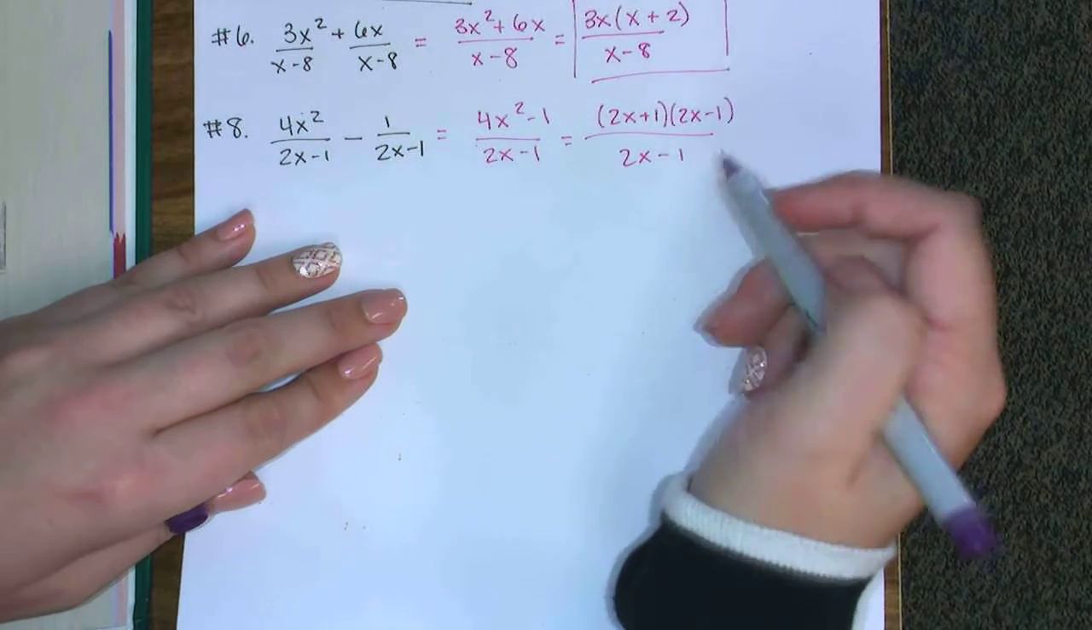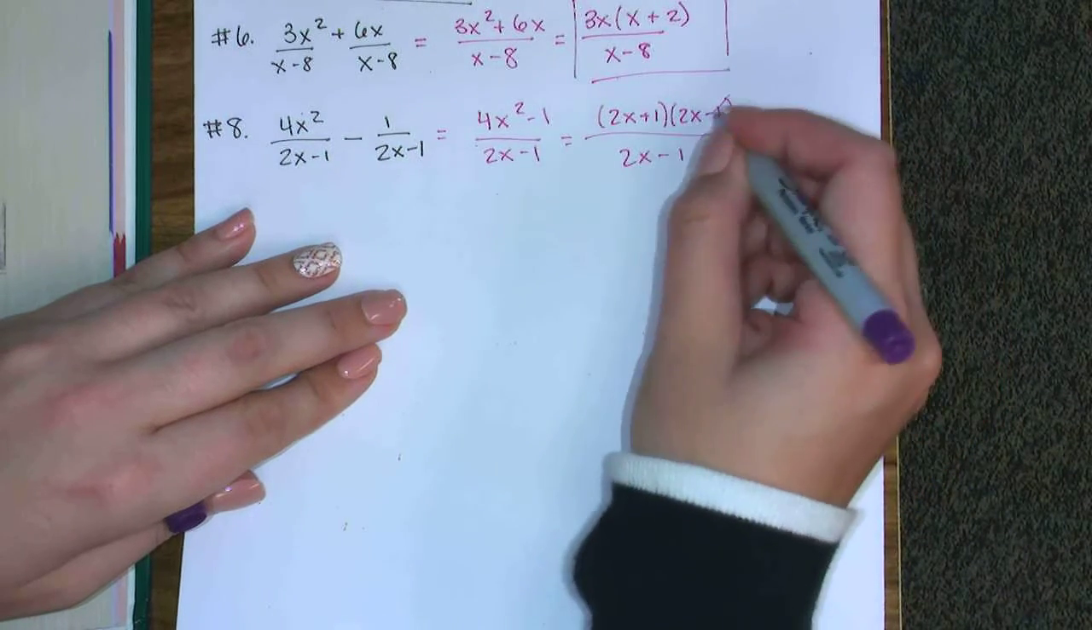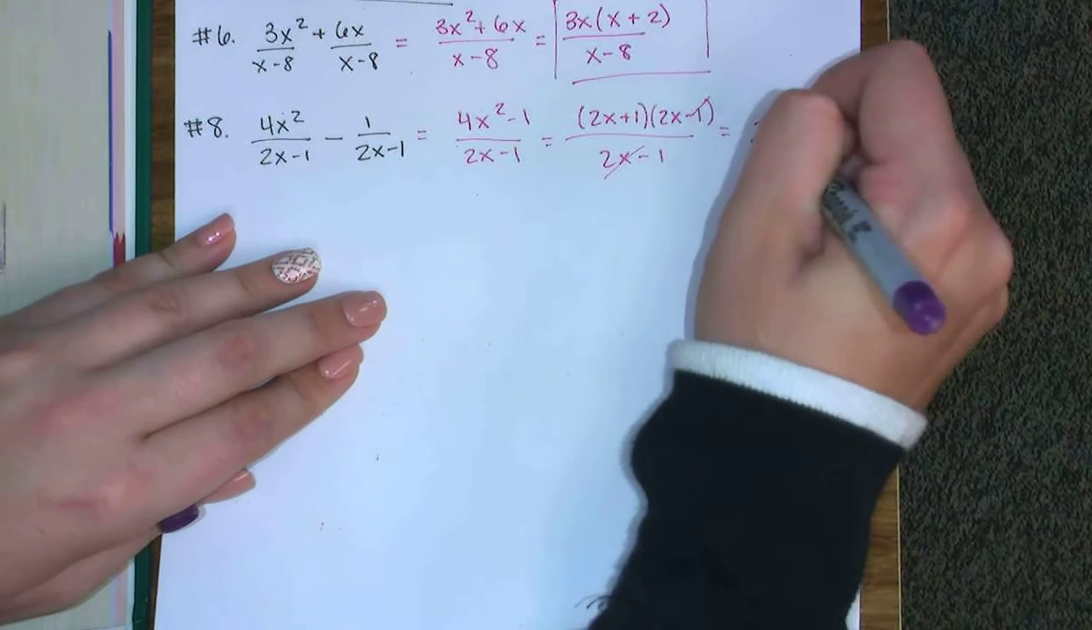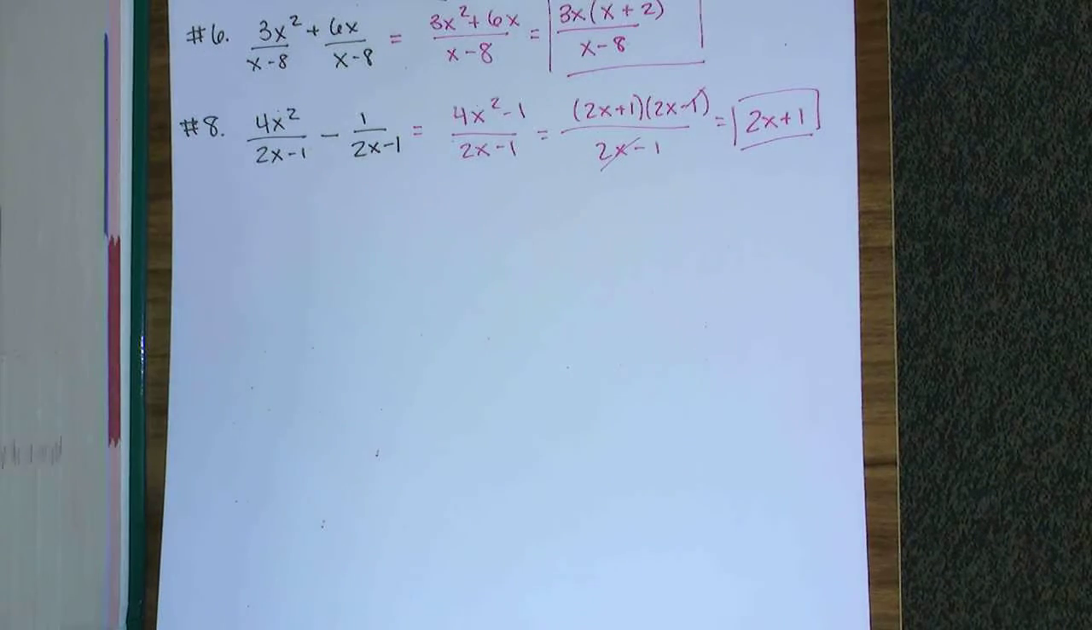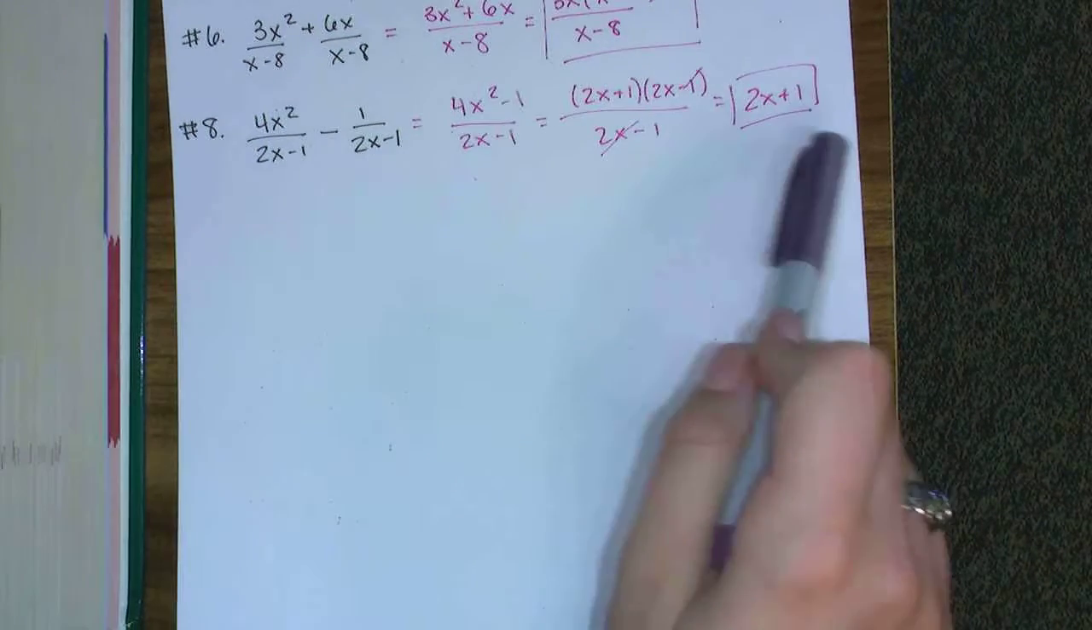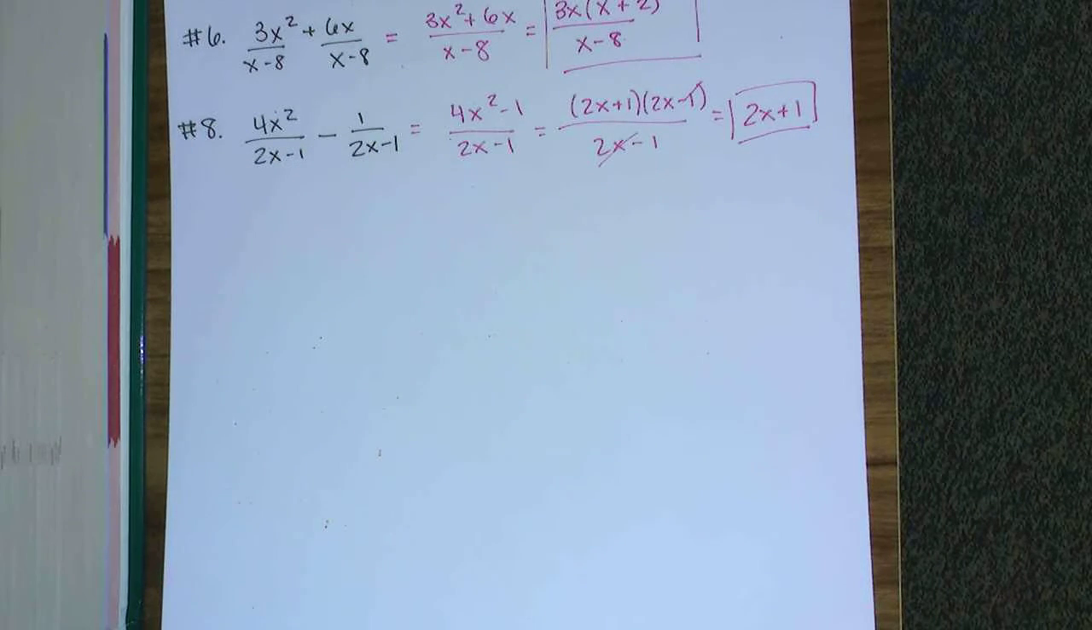And then because of us factoring this, it enables us to cancel these two things out and leave us with 2x plus 1. So just always make sure you factor it out and simplify it down as far as possible. Because we would not want to leave it this way. We would want to take it all the way down there.